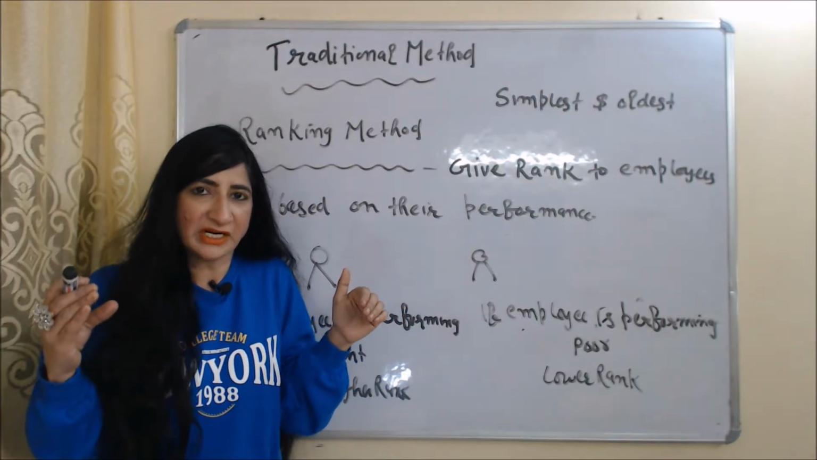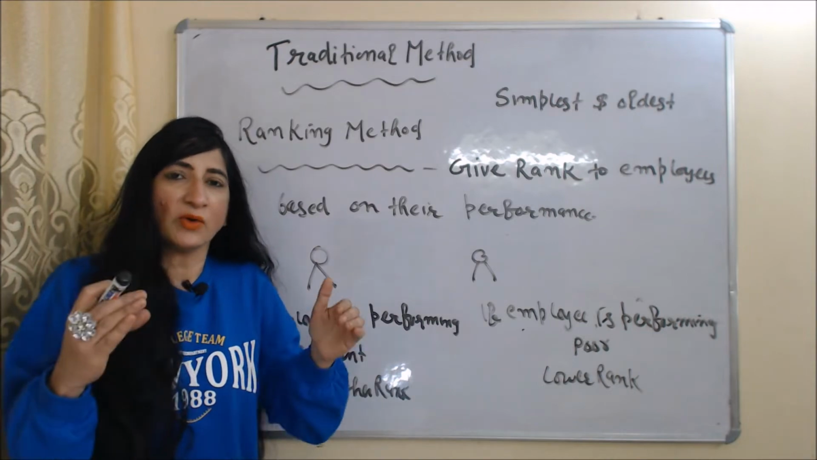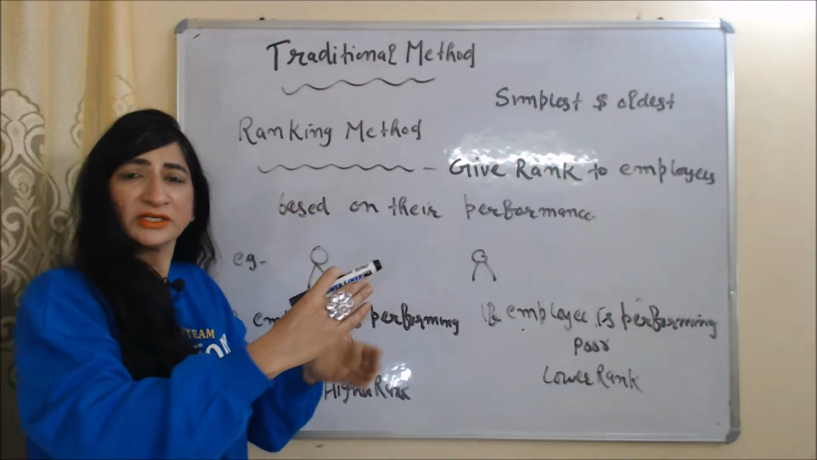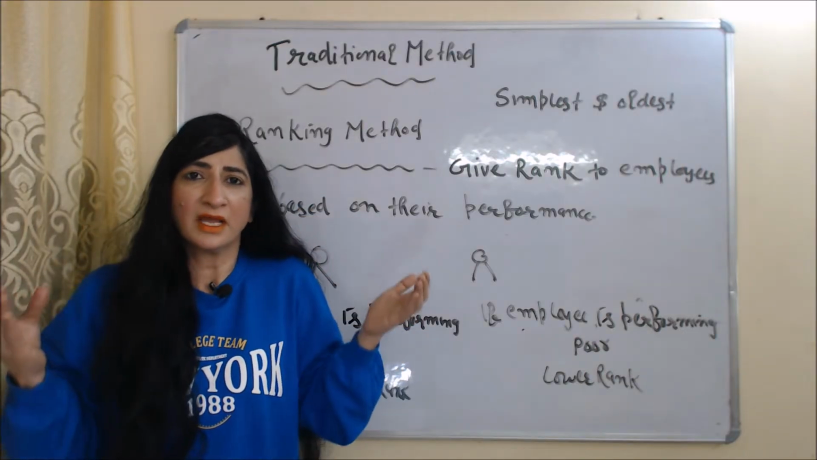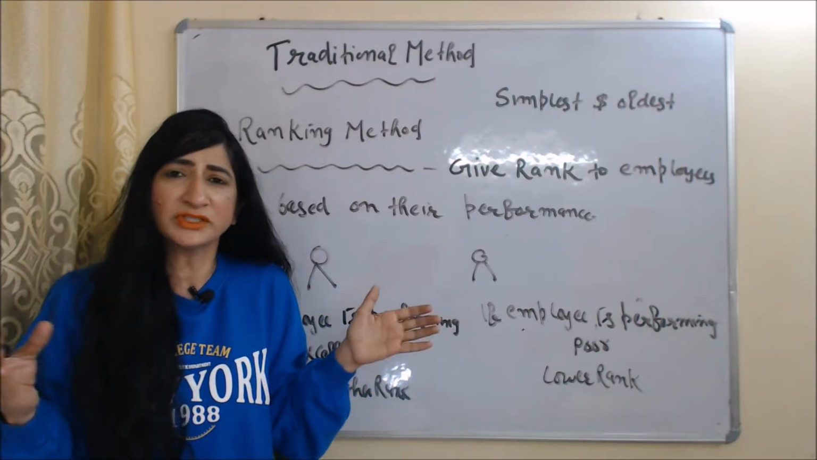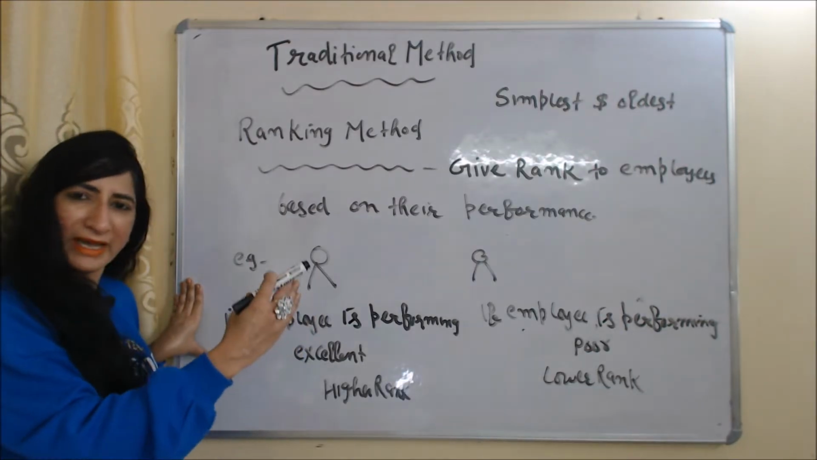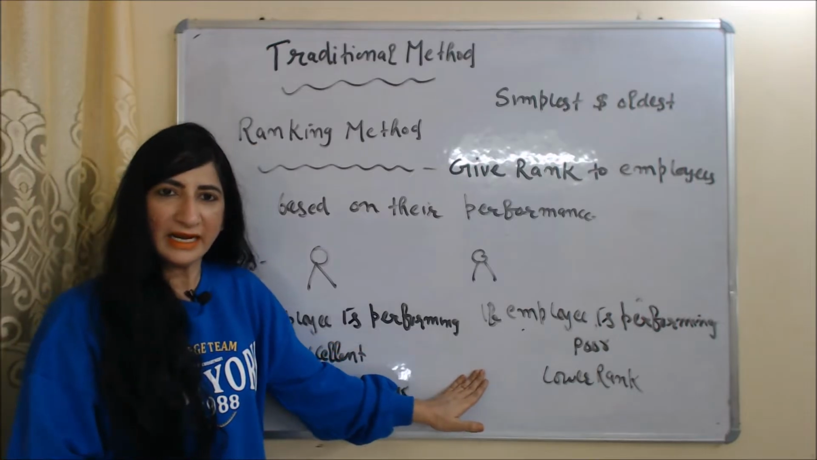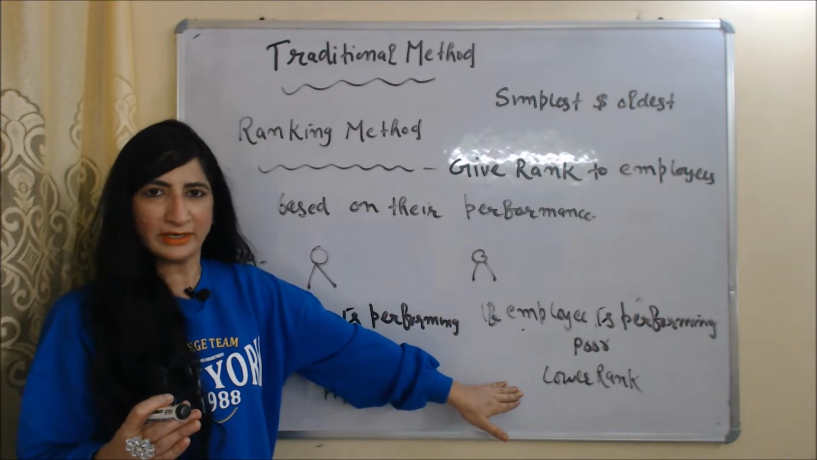First traditional method is ranking method. This is a very simple and the oldest method of performance appraisal. In this method, we give rank to employees based on their performance. For example, if an employee is performing excellent, then we give him a higher rank. On the other hand, if an employee is performing poor, then we give him a lower rank.